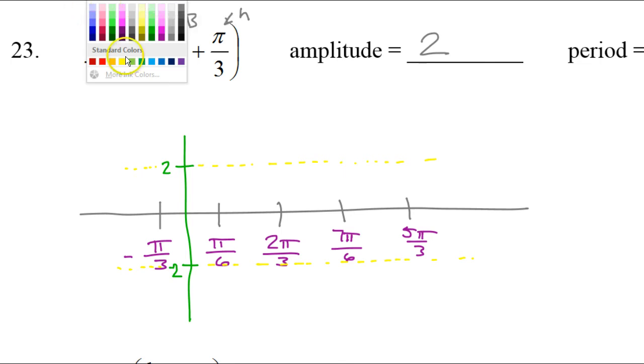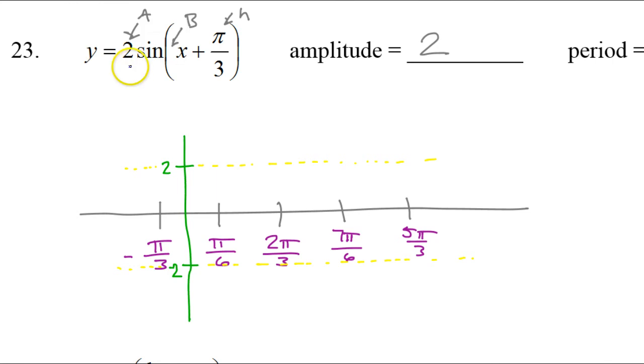Okay, so now it's time to graph. This is a sine function, and we know that the sine function begins on the midline. Remember, we had decided ahead of time that we had a phase shift of negative pi over 3. So we know that our very first sine point of the period will be at negative pi over 3.